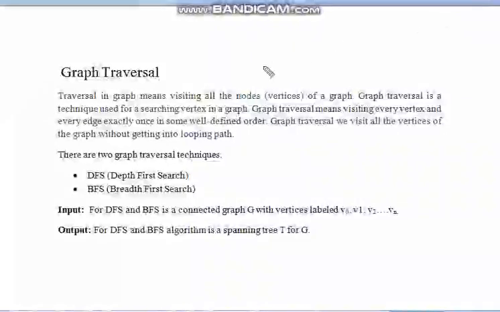Hi everyone. Now graph traversal. Traversal in a graph means visiting all nodes or vertices in the given graph. And why is graph traversal required?